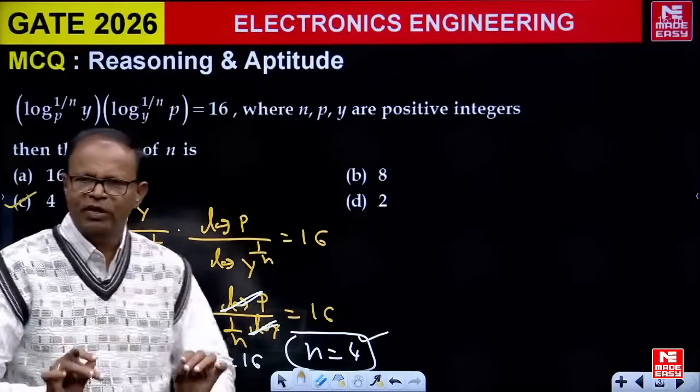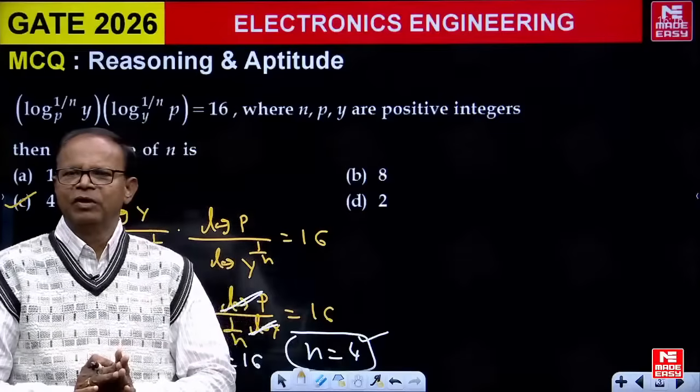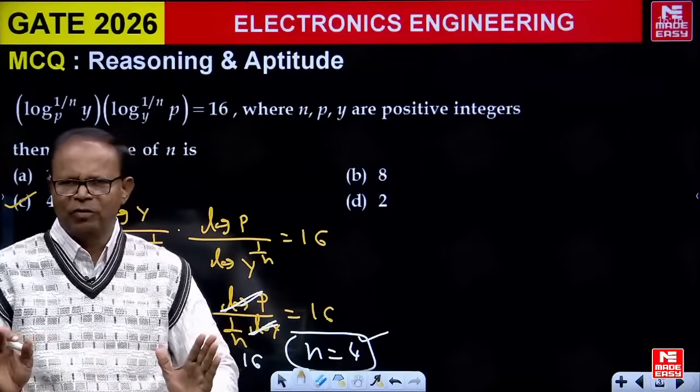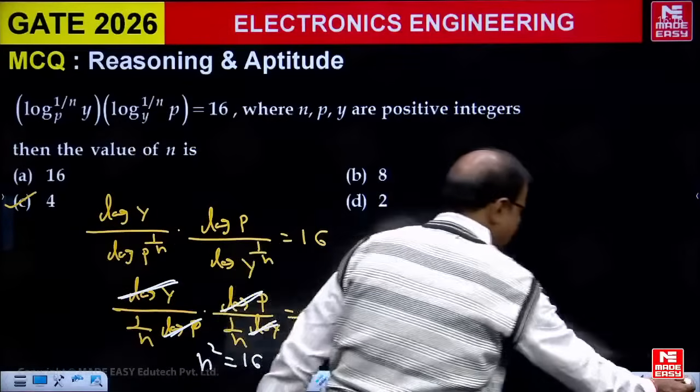The logarithm part of numerical estimation you have done in the classroom, and it is not a complicated problem. It is one of the memory based problems. We come to the second one.